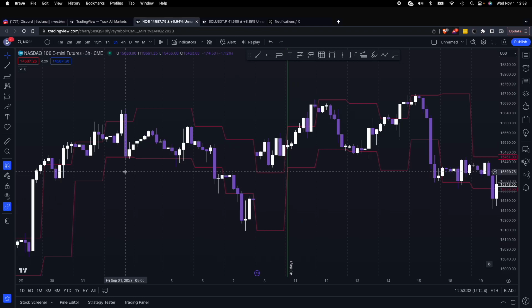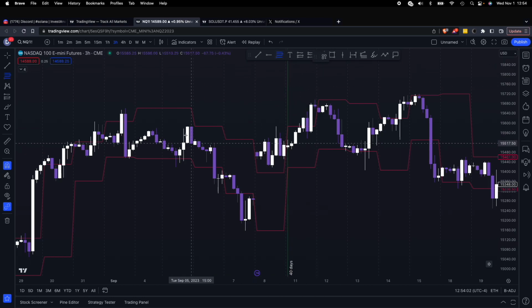The first part of the model is if the price has violated the previous day high and the previous day low, then does a market maker form? And if so, how long does the market maker form after the touch of the previous day high and the previous day low? So let's take a look at September 1st here.